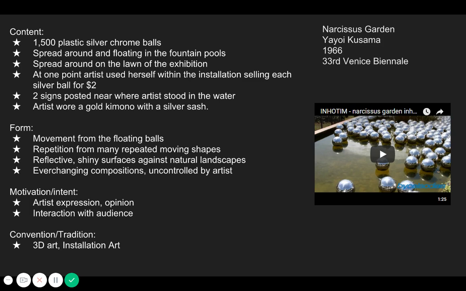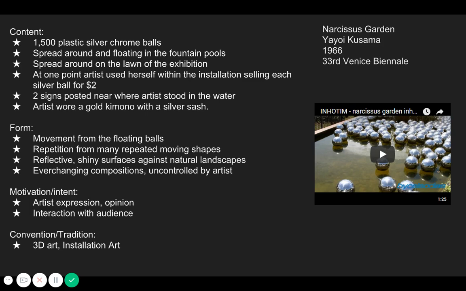This was a huge exhibition that happens in Italy, and it's kind of like the art show of all art shows. It's very prestigious, invitation only. It's kind of like the Sundance Film Festival is for filmmakers. It's kind of the same thing.